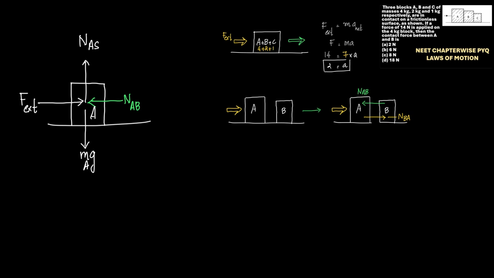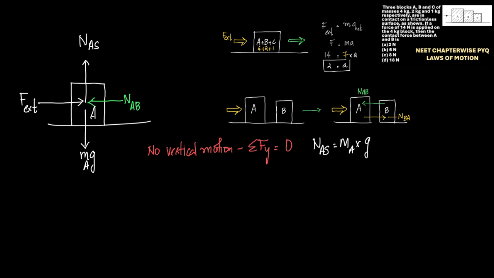Now let's see, is there any vertical motion? No vertical motion, right? So there is no vertical motion. Now, if there is no vertical motion, what does it imply? This implies that sigma Fy is equal to 0. And if sigma Fy is equal to 0, it implies that forces along the positive Y would be equal to forces along the negative Y. Therefore, we can say that the normal reaction on A due to the surface is equal to mA times g.